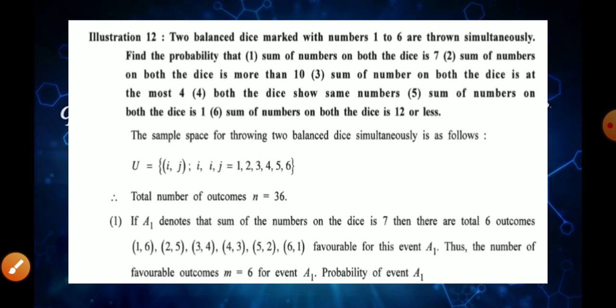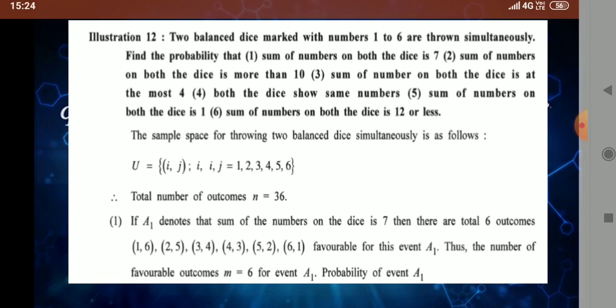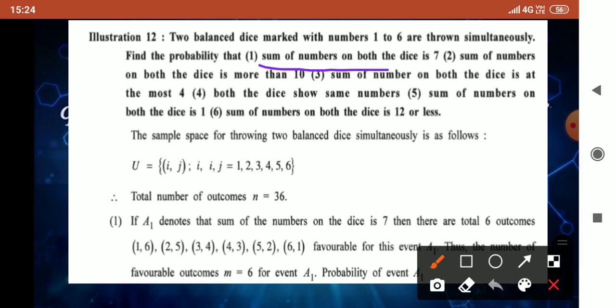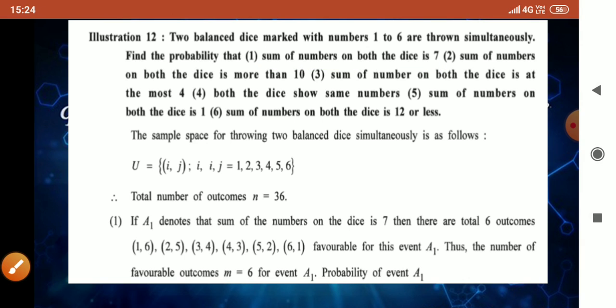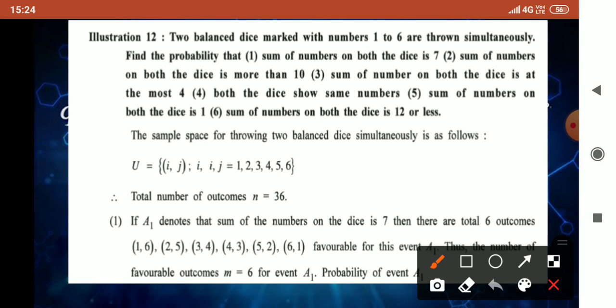Next, 2 balanced dice marked with numbers 1 to 6 are thrown simultaneously. Find the probability, number 1, the sum of the numbers on both the dice is 7. Okay, first of all we will see number 1. Here the numbers we will take in which the sum of the numbers on both the dice is 7. First of all we have total 36 outcomes. So my n will be 36.